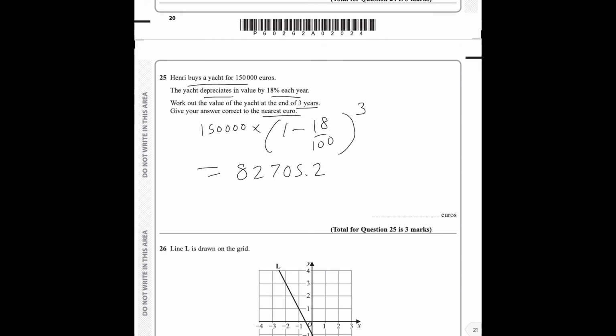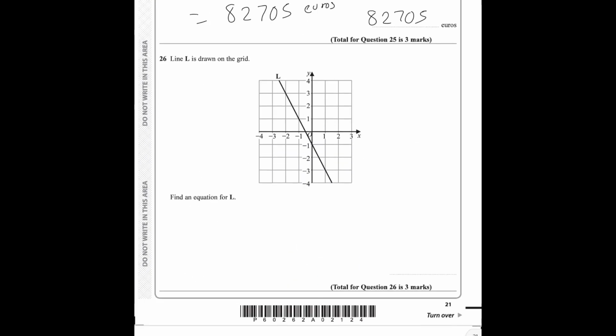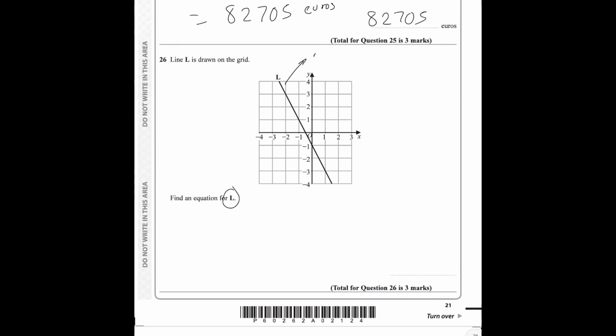This is a 7, just to clarify. To the nearest euro, cut this 2 out, you should be getting 82705 euros. There's no rounding happening, so 82705 euros is your answer. Alright, 82705. Now let's move on to the next question.